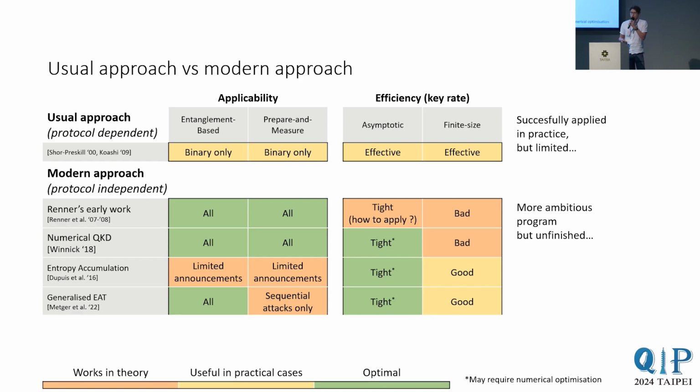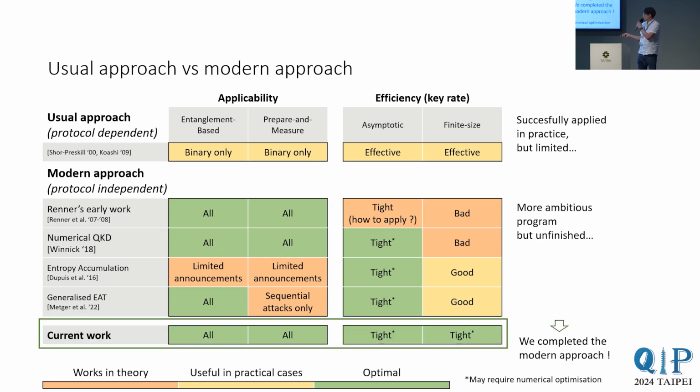So the main idea, the starting point of this project, was to think, okay, what if we use these two ingredients, one from information theory and one from optimization theory? Instead of having these tools used separately, what if we combine both? And by doing this, we're able to solve this problem and finally have a security proof for QKD that can compete with the usual protocol-dependent approach.